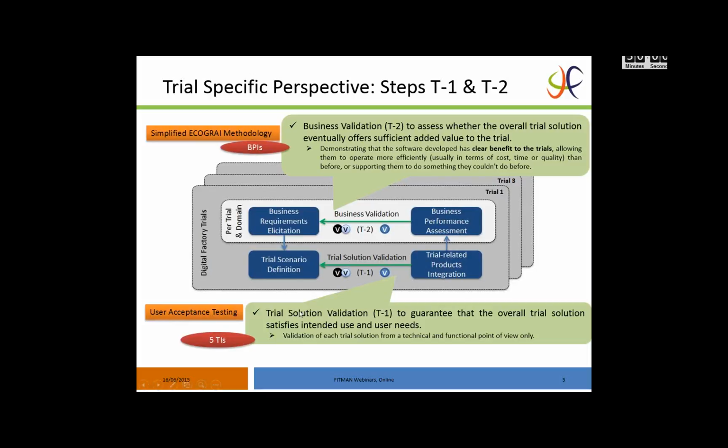During FITMAN, in the trial solution validation step, we recommend 5 technical indicators to be assessed by any client, any trial that has adopted a specific solution. And the specific trial, the specific organization that has adopted the specific enabler, the software solution in general, also defines specific business performance indicators that try to assess what is the business benefit that is derived by each organization.